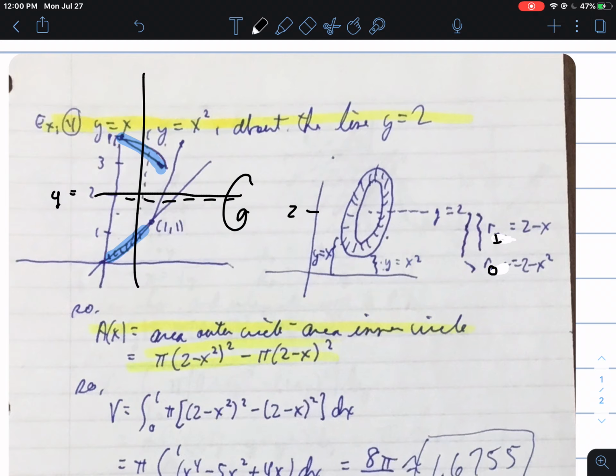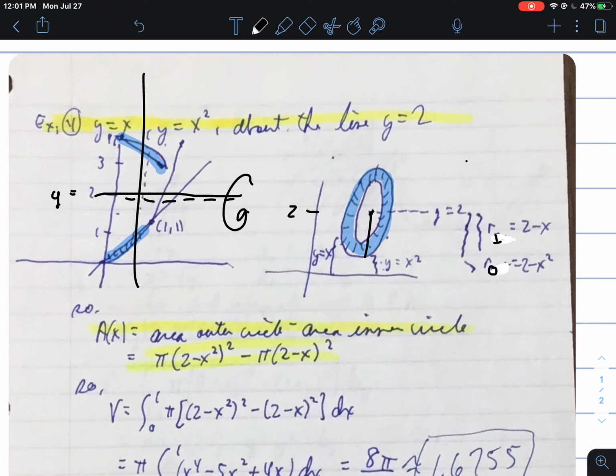And again, you've got an inner and an outer radius. Right, so to calculate the area of this washer, I need to find the area of the outer circle. What is the radius of the outer circle? What is the distance from our axis of rotation to that outer curve? Okay?